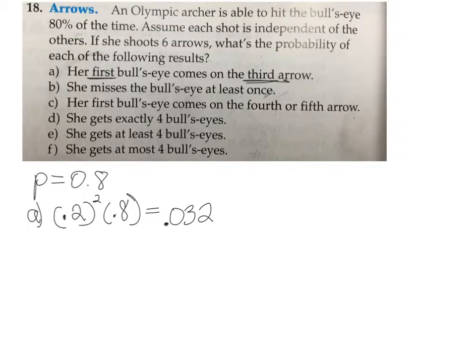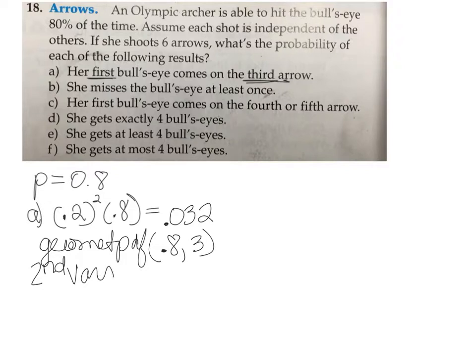Now, the other way to do this is to use the calculator command. Since I'm looking at one specific value, this is the geometpdf. I put in my probability of success, 0.8, and the trial where I have my first success, which would be 3. I also get 0.032. This is in your second VARS menu as well, or the distribution menu.